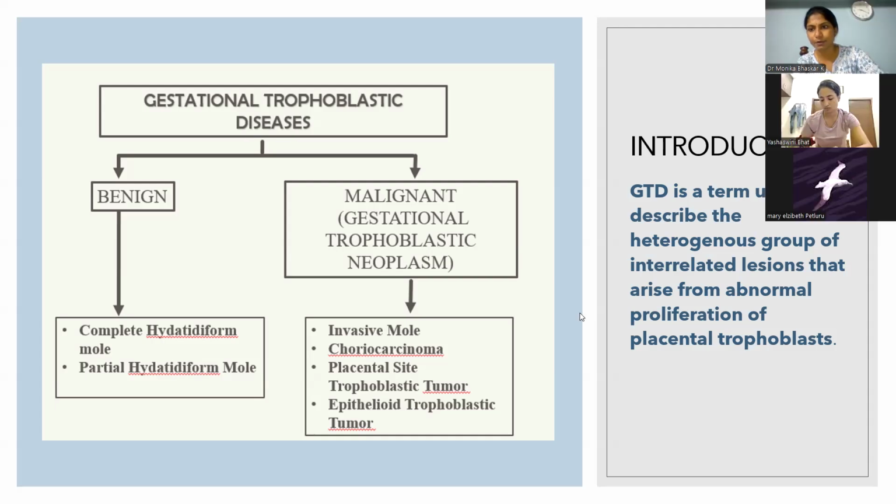So it is mainly the proliferation of the placental trophoblast. Usually they'll be inside the uterus. If they invade the uterus or metastasize to different locations, we call it a metastatic disease or a benign disease. Usually complete and partial moles are confined to the uterus. The metastatic sequelae is very less, less than 1 to 2%.